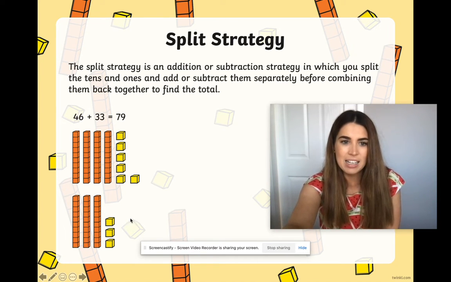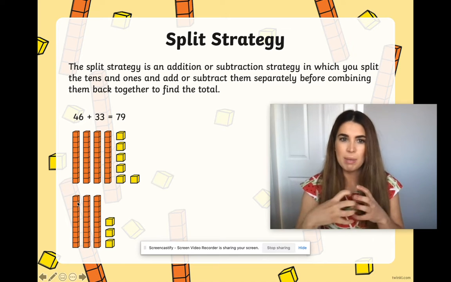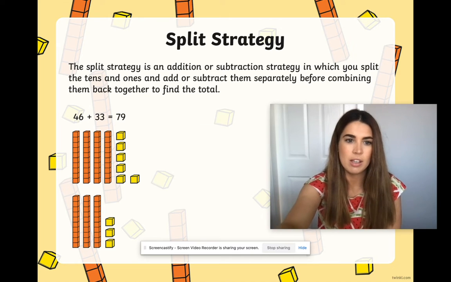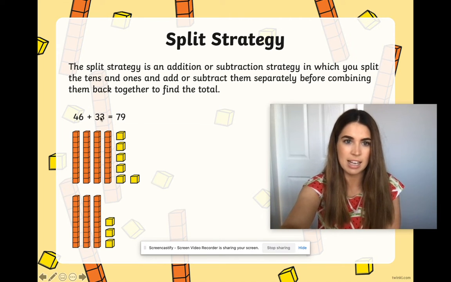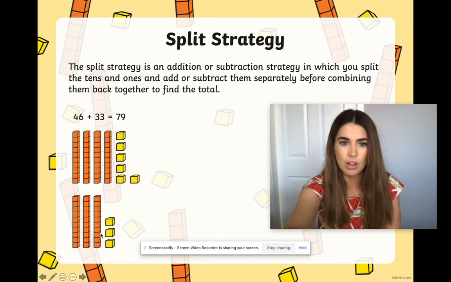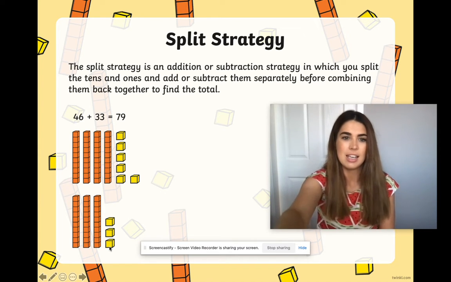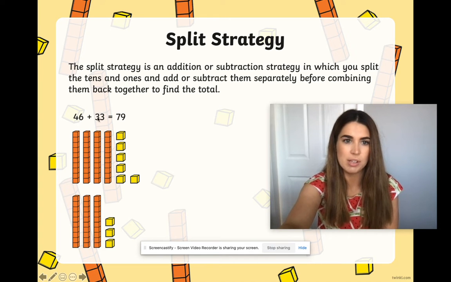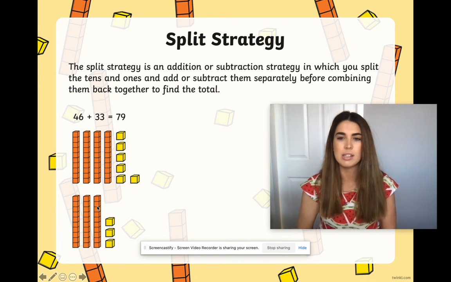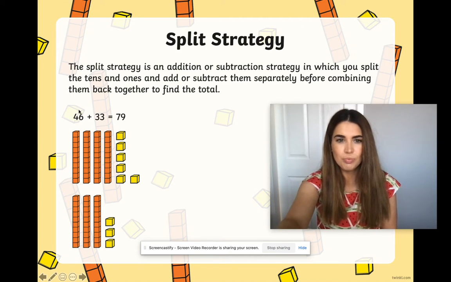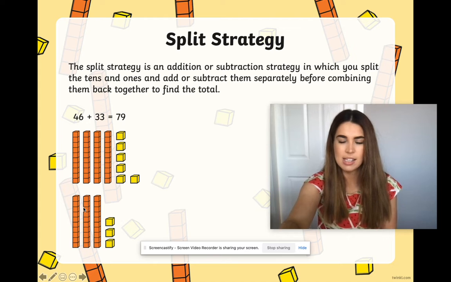I'm going to add these blocks together with my 46, and I want to work out how many blocks I now have altogether. Let's check down here. Do we have this second number represented? 10, 20, 30, count with me, 31, 32, 33. Beautiful voices. Yes, I have 33 represented down here with my MAB blocks. Let's have a look at how we can use the split strategy to add these two amounts together.